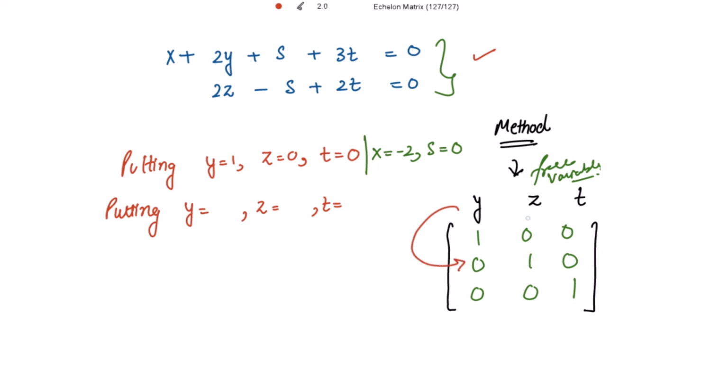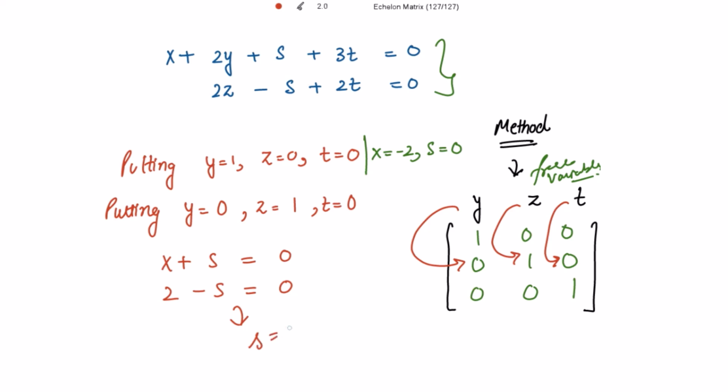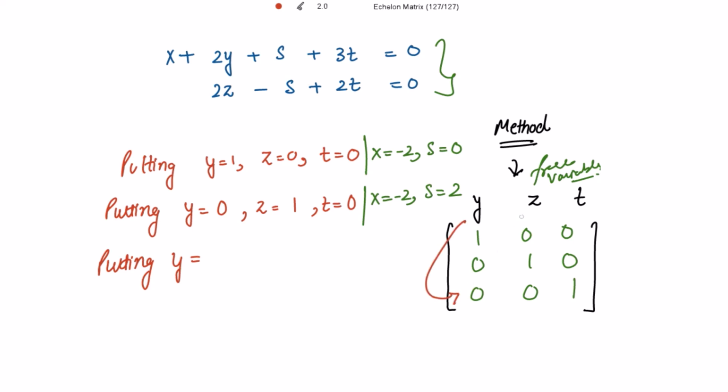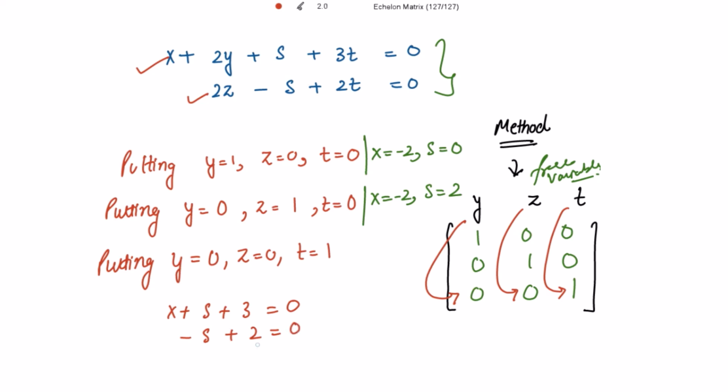Now putting y equal to 0, z equal to 1, t equal to 0, from the first equation we get x plus s equal to 0, and from the second equation we get 2 minus s equal to 0. So from these we get s equal to 2 and x equal to negative 2. Similarly, for y equal to 0, z equal to 0, t equal to 1, from the first equation we get x plus s plus 3 equal to 0, and from the second equation we get minus s plus 2 equal to 0. So from here we get s equal to 2 and x equal to minus 5.